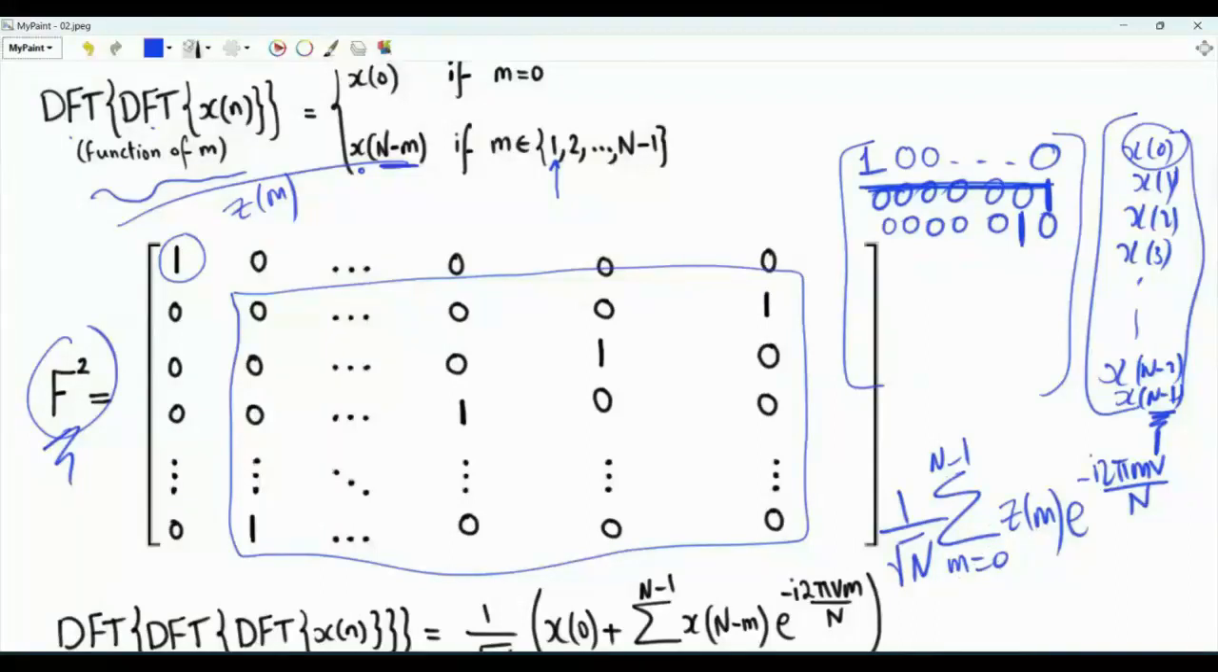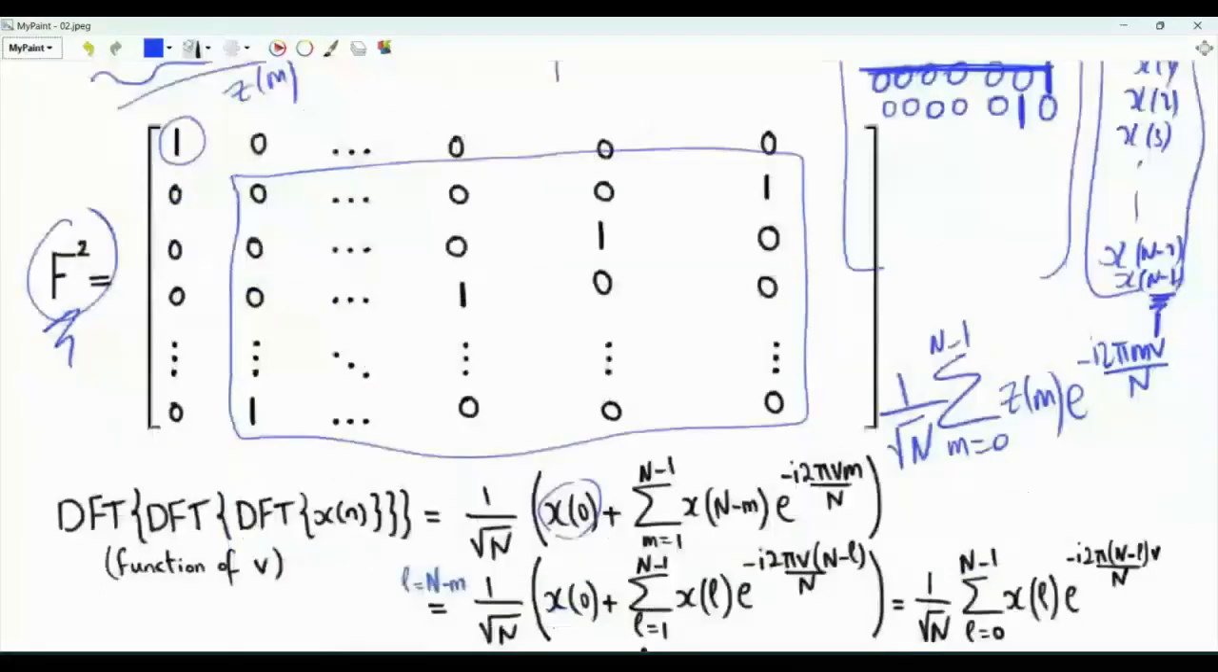Now, when small m is equal to 0, z of 0 is small x of 0, and it is multiplied by 1. This is this term here. And then we have the sum when small m is from 1 to big N minus 1. z of m is x of big N minus m multiplied by this exponential here. Let's do the following change of summation index. We have small l is equal to big N minus small m. When small m is 1, small l is big N minus 1. When small m is big N minus 1, then small l is equal to 1. So the index l is also from 1 to big N minus 1. Now x of big N minus m becomes x of l. And this m here must be changed to big N minus l.